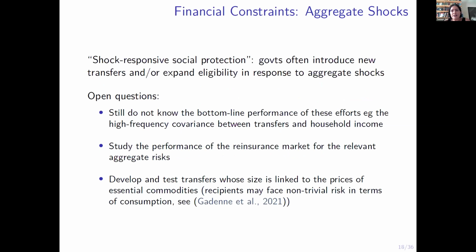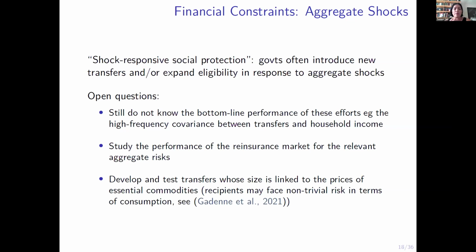So I'm going to separate out that discussion into 2 pieces. One is aggregate shocks. Think of natural disasters or large-level shocks, geographically concentrated shocks, versus what we call idiosyncratic shocks, which are shocks to the household itself. So, when there are big aggregate shocks, we often think of something that we refer to in the paper as shock responsive social protection. Governments will often introduce new transfers or broaden eligibility in response to these aggregate shocks. So when you think of a natural disaster, there's often a response from the government to help people deal with that natural disaster.